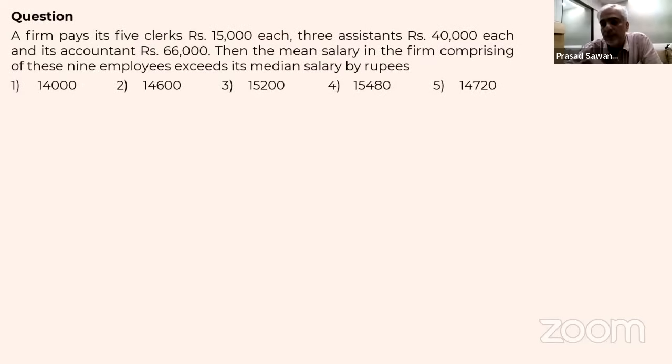One more interesting question. Let's see how many seconds do you all take to get it, if you're going to do it. I purposely picked this question only from the reason of a lot of people kept saying after the CAT paper that we don't remember what is mean and median. Median is the middle value when things are arranged in the ascending or the descending order. A firm pays 5 of its clerks 15,000. So there is 15,000, 15,000, 15, 15, 15. 3 assistants has 40,000.